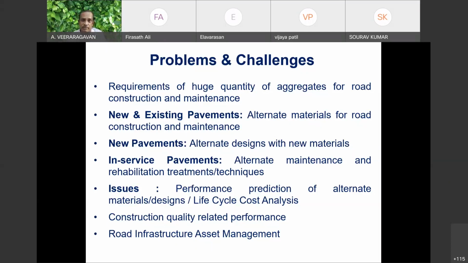So that is a challenge. Is it sustainable? Again, you have to give a value to that. So the challenge before you is how to predict the performance of alternate designs, how to predict when the pavement will warrant a maintenance, what the maintenance treatment is, and what the cost is. You bring back all the cost to a base year and then compare.